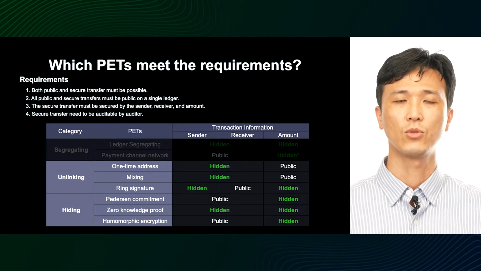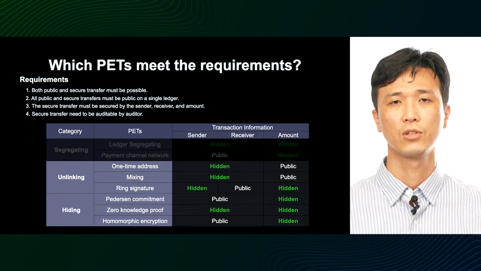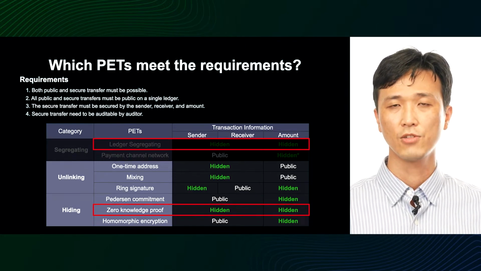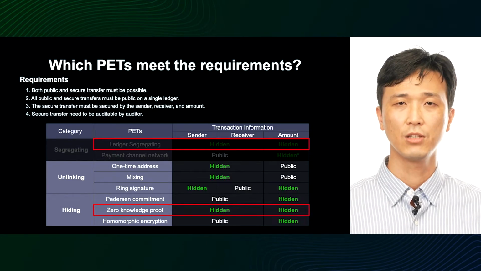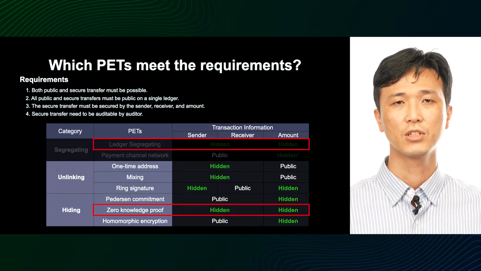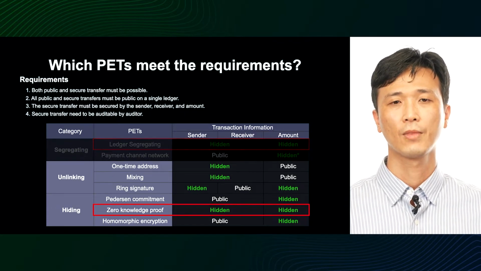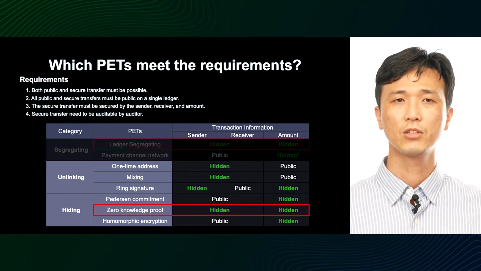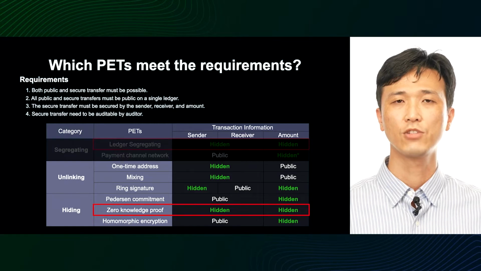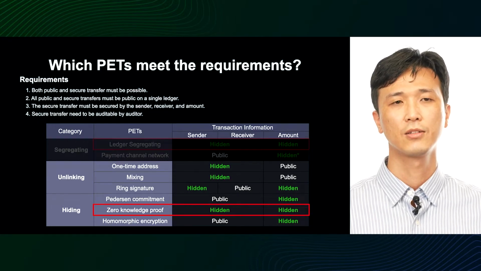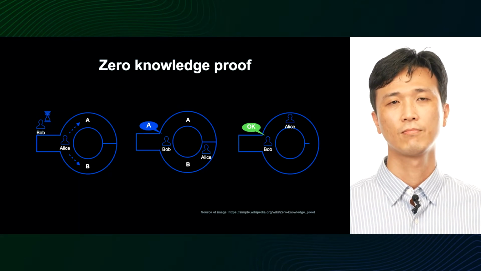In order to satisfy the third requirement that all transaction contents be processed in a secure transaction, we can select between these two, but ledger segregating does not meet the second requirement. So we had to go with zero knowledge proof. However, of course, all information can be secured by using mixing and ring signature or mixing or Pedersen commitment, but we decided to use zero knowledge proof to speed up real-time transactions and confirmations.